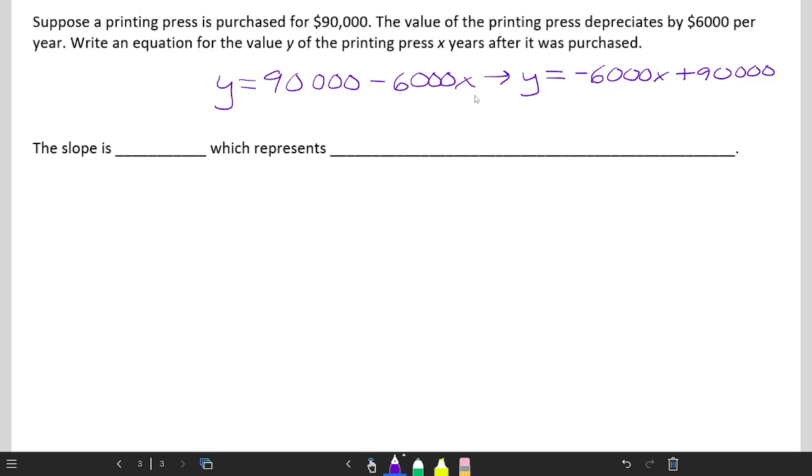So m is the slope. The slope is negative 6,000 here. The slope is negative, which means something is decreasing. The value of the printing press is decreasing, which we knew from the problem. And the problem even tells us it's decreasing by 6,000 per year. So that's what the slope represents in this case. It's the amount that the value decreases per year.